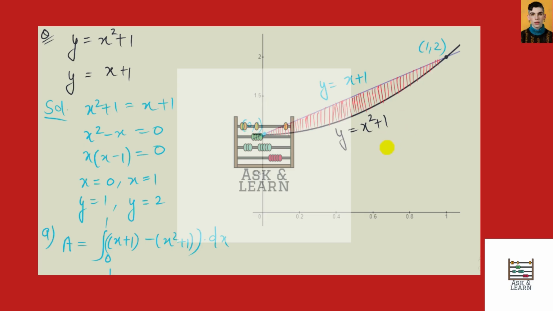and from here we will get x equals square root of y minus 1. So the equation for this curve will be x equals square root of y minus 1, and here we can see that the equation will be x equals y minus 1. So we can write that equation here, x equals y minus 1. So we got the equation for these two curves in terms of y.